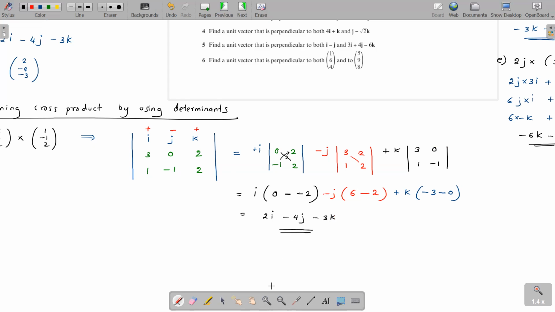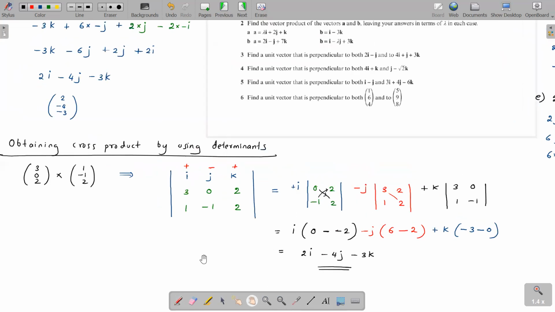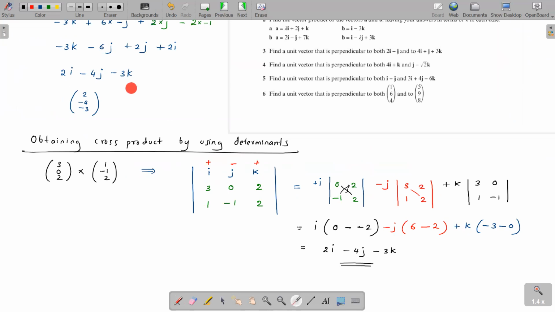This is the answer I got when I did it manually. See, the answer I got manually and the answer I get by the 3 by 3 determinant are both exactly the same.